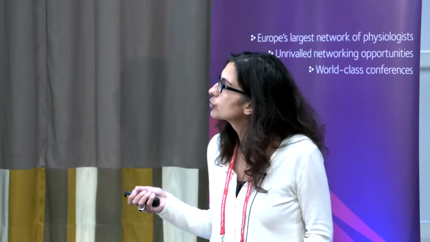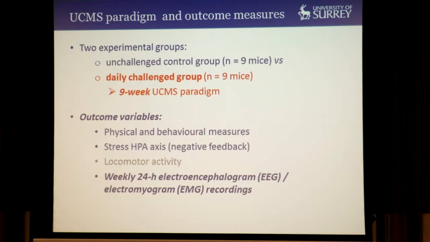First, we need to demonstrate that this model is actually a good model for depression. So I will show you some results on physical and behavioral measures. We also assessed physiological parameters such as the stress HPA axis. We looked into the locomotor activity throughout the 2 months protocol, but because of time, I won't be able to show you some of this data. And I will focus on the EEG study, where we perform 24-hour EEG, EMG recording every week of the protocol to see the occurrence of the changes.